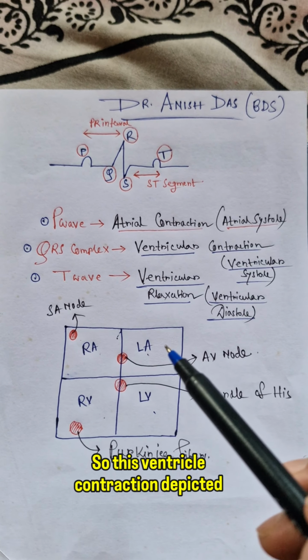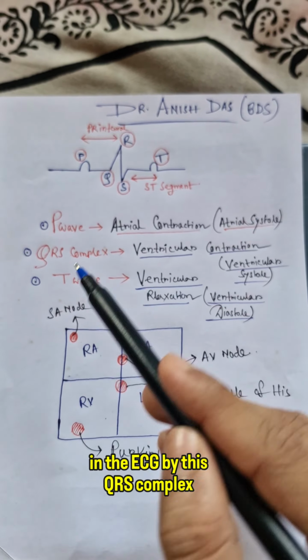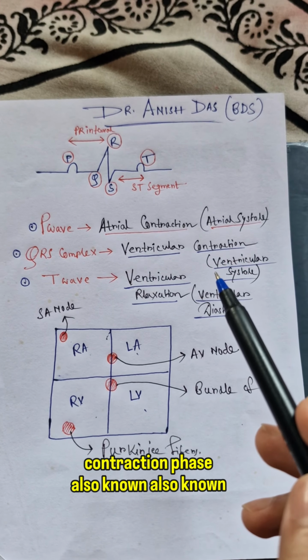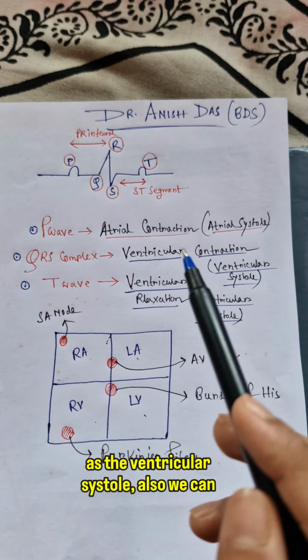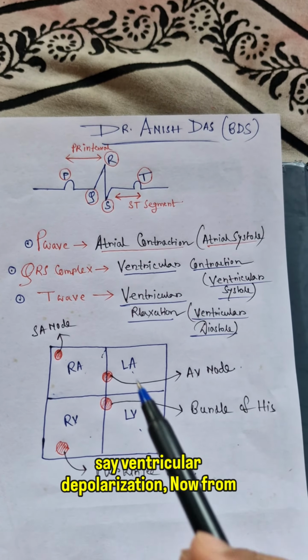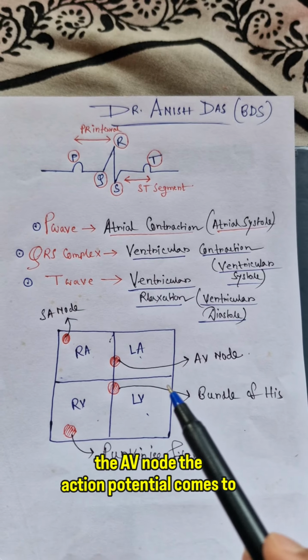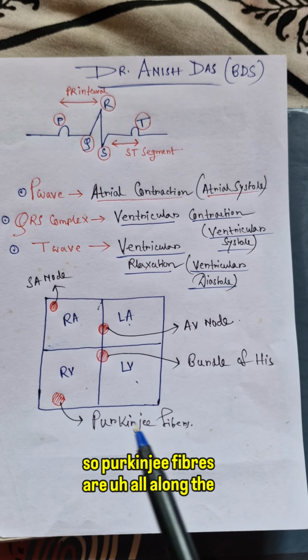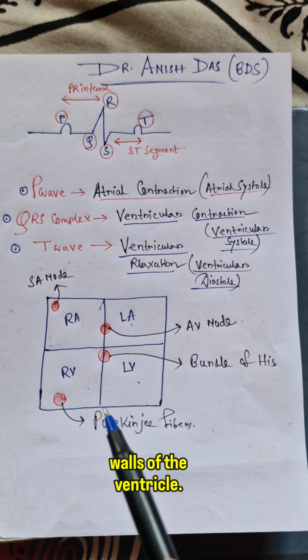This ventricular contraction is depicted in the ECG by this QRS complex. So the QRS complex represents the ventricular contraction phase, also known as ventricular systole. Also we can say ventricular depolarization. Now from the AV node, the action potential comes to the bundle of His, and from the bundle of His, it comes to the Purkinje fibers. The Purkinje fibers are all along the walls of the ventricle.